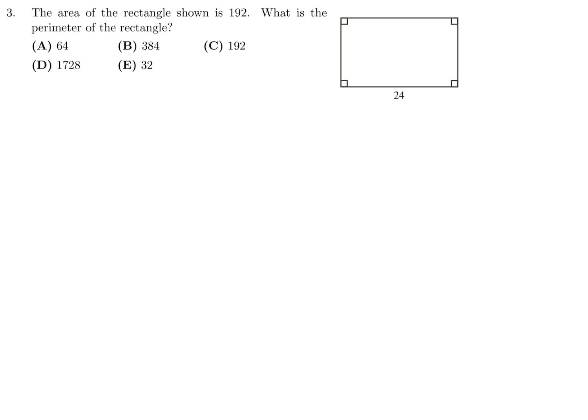The area of the rectangle shown is 192. What is the perimeter of the rectangle? Well, we'll call this W for width, and this is 24, and that's a given. So they tell us that the area is 192, so that means 24 times W is 192. And that allows us immediately to calculate W. W will be 192 divided by 24, and that is equal to 8.